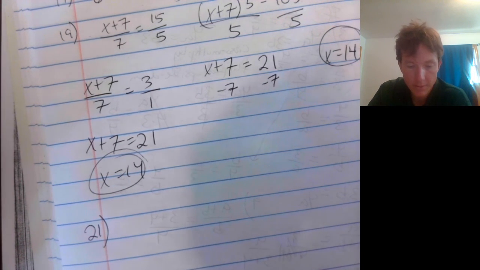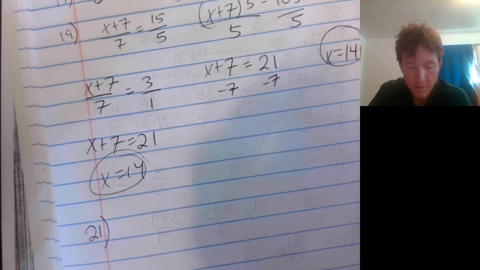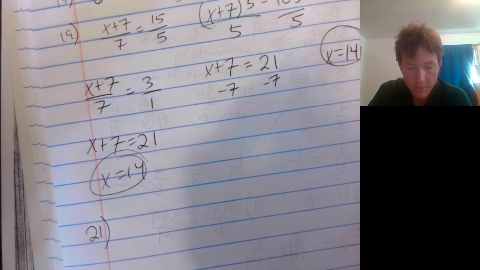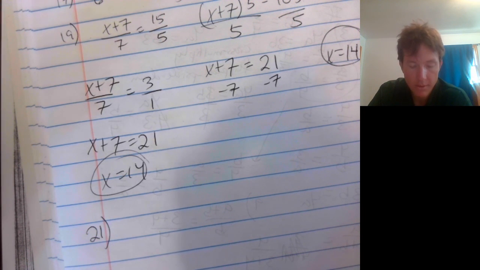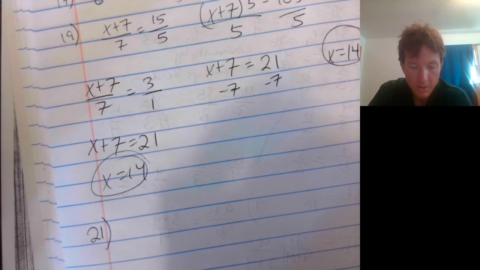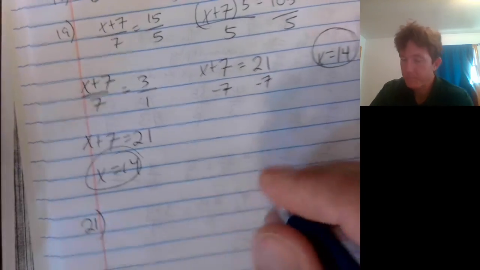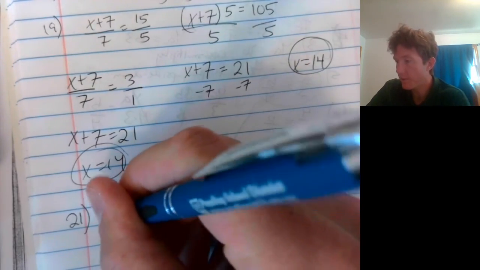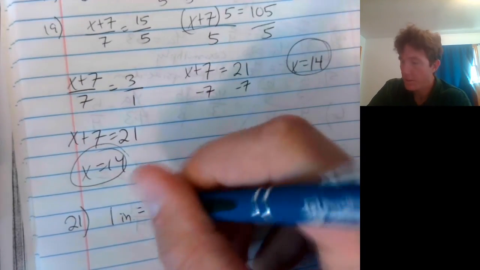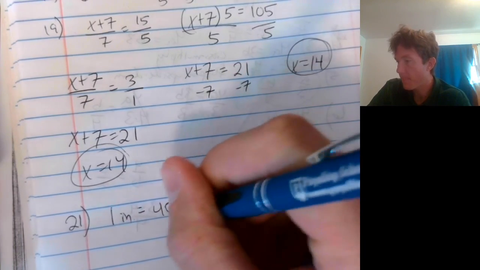21, geography. The scale for this map of Louisiana is 1 inch is equal to 40 miles. On the map, the distance from Lake Charles to Baton Rouge is about 3 1/8 inch. About how far apart are the two cities? Okay, so our ratio is 1 inch is equal to 40 miles.